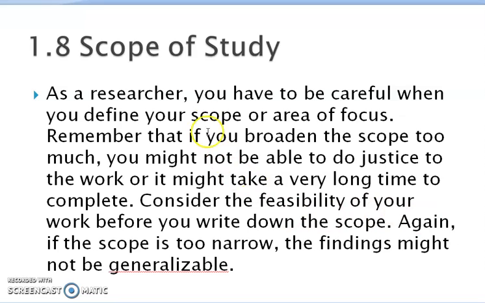Generally, the scope of the research paper is followed by the limitation. So, as a researcher, you have to be careful when you define your scope or area of focus. Remember that if you broaden the scope too much, you might not be able to do justice to the work, or it might take a long time to complete because the focus is too broad. Consider the feasibility of your work before you write down the scope. Again, if your scope is too narrow, the findings might not be generalizable, or in other words, your findings might not be significant.